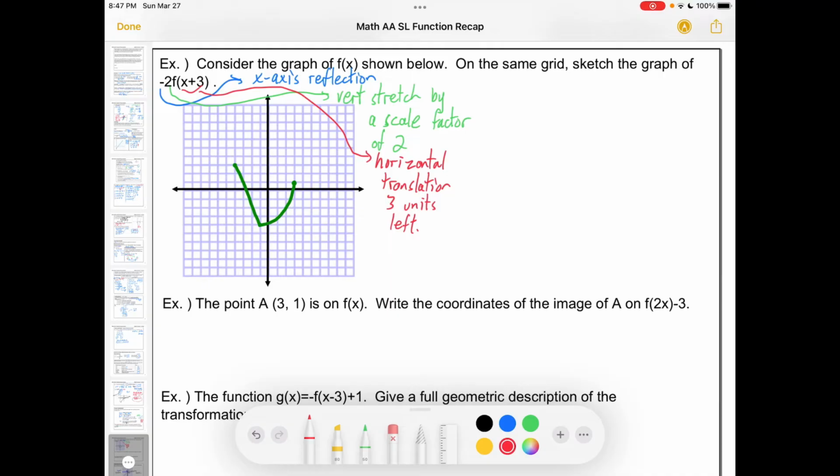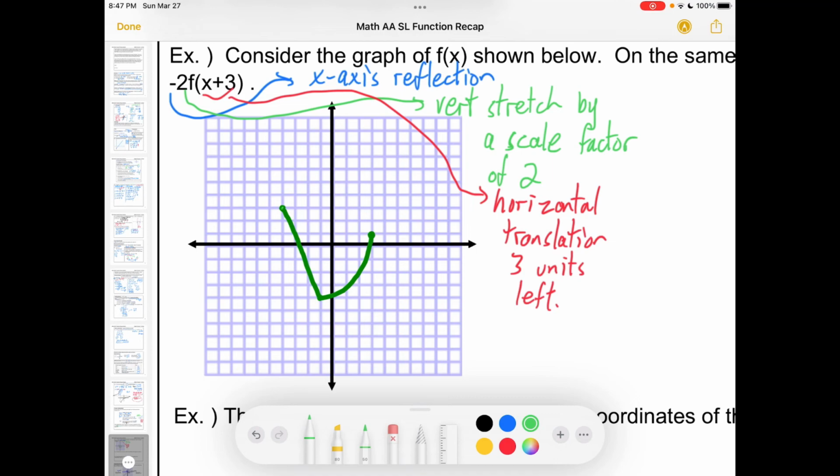There are a few ways we can do this. I'm going to go through it 2 different ways. One just graphically, and one using mapping notation. You can do whichever one you prefer. I'm going to label these points A, B, and C.